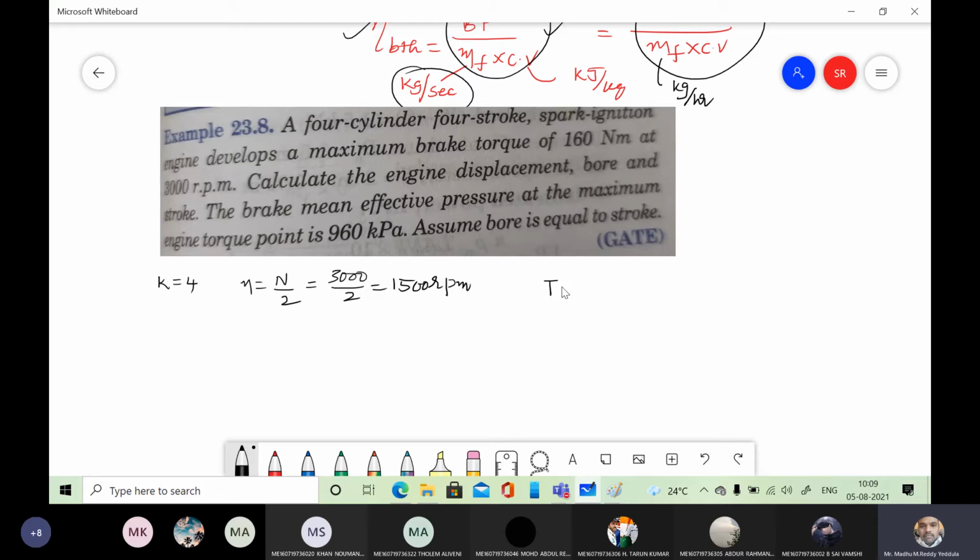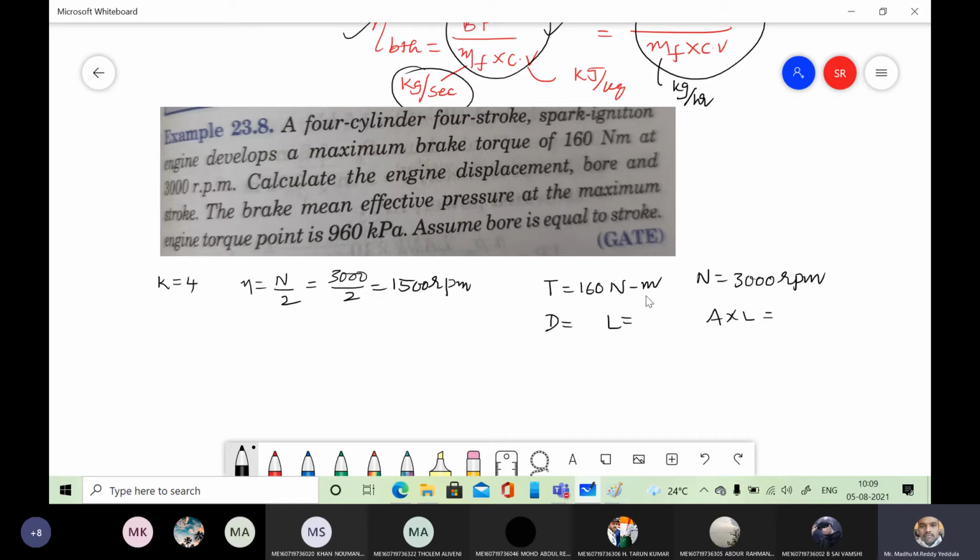A spark ignition engine develops a maximum brake torque of 160 Newton meter at a speed of 3000 RPM. Calculate the engine displacement, bore, and stroke. Engine displacement is nothing but volume only. If you know bore and stroke, we are indirectly asking bore, stroke, and engine displacement, that is area multiplied by the length. These three data are being asked.